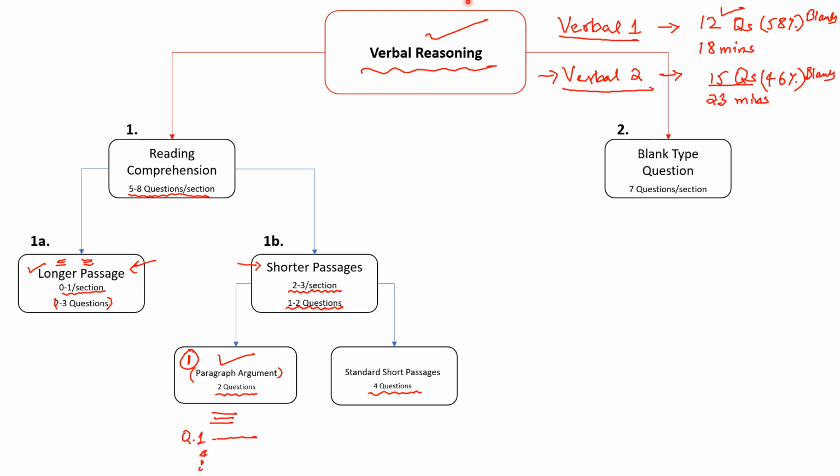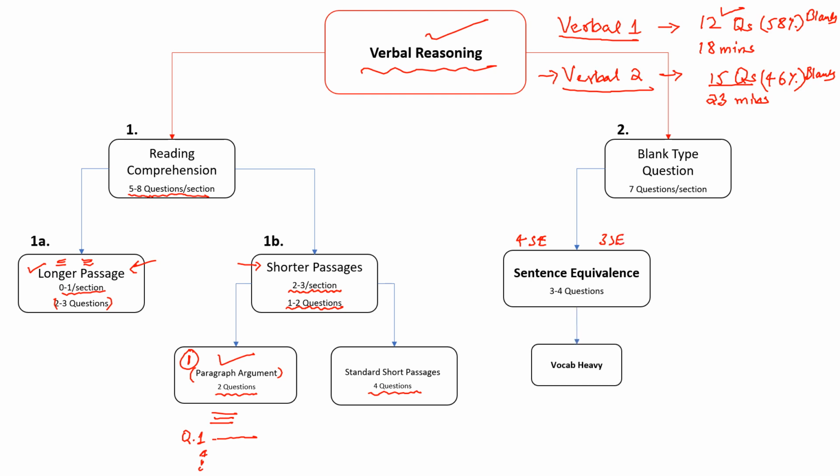Since my main focus of the video is to tell you the structure of verbal reasoning, let's just dig into what these blank type questions look like. So first of all, you will have sentence equivalence type questions. With the sentence equivalence type questions, you can expect 3 to 4 questions. Usually what I've noticed with the updated GRE is that you would probably have 4 sentence equivalence questions in the first verbal section, and then 3 sentence equivalence questions in the second one.